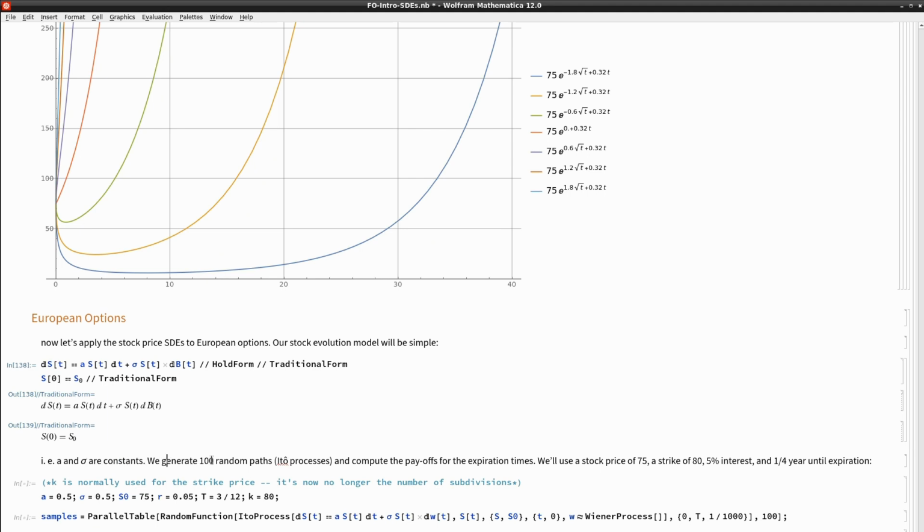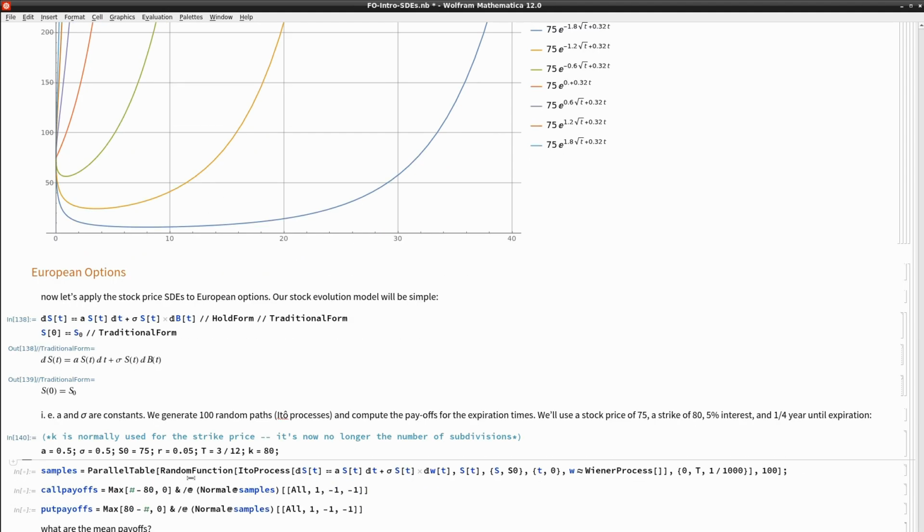And we now generate 100 random paths, and we do this with Ito processes, and we compute the payoffs for the expiration times. So we'll use a stock price of 75, a strike of 80, 5% interest, and a quarter year until expiration. So it's typical to use K as the strike. Above we used K for the number of subdivisions that we had for our timeline, and now I'm redefining K to be 80. I don't use the time stepping anymore for K. We now make K the strike in line with the normal terminology.